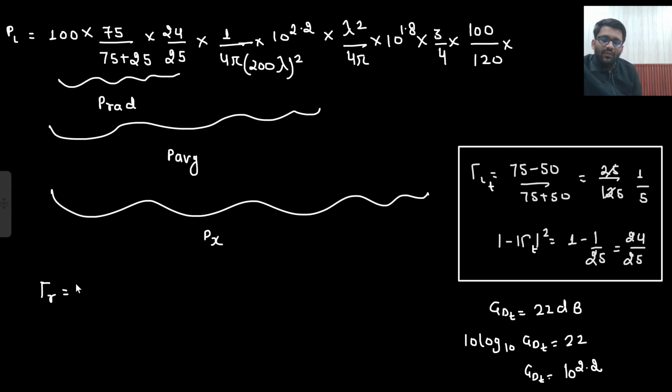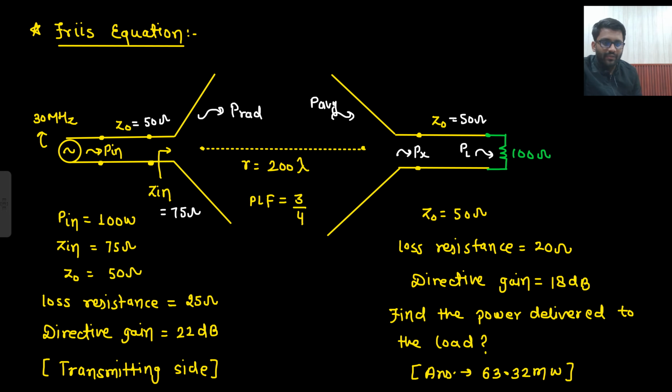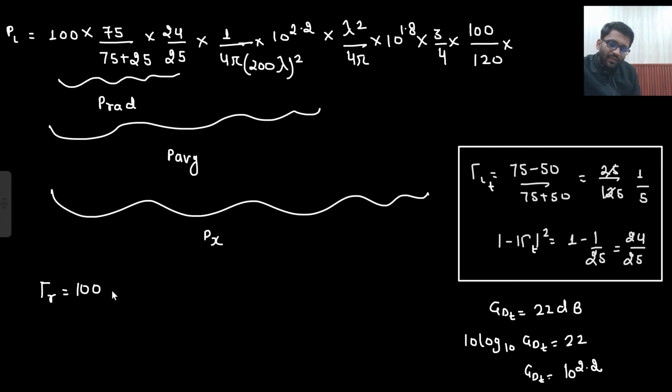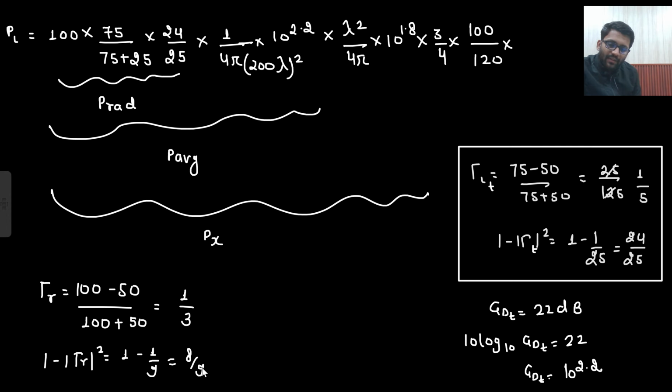So what that would be? 100 minus 50 upon 100 plus 50. So that would be 1 by 3. Now how much loss would be there? 1 minus 1 by 9, that is 8 by 9. So loss would be 8 by 9. So that's it. This is the complete answer.